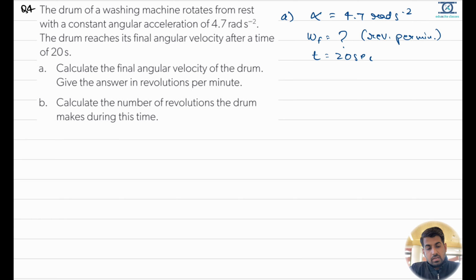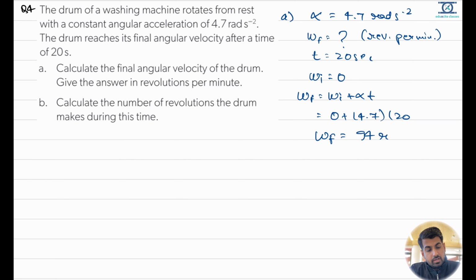So first I can directly use, and it is also starting from rest, so I can say omega i is 0 radian per second. So I am using omega f equals omega i plus alpha t. So this will be 0 plus 4.7 times 20. So omega final comes out to be 94 radian per second. I already did the calculation. Now this is in radian per second. Now to convert that into revolution per minute, how many rpm? In short we call this rpm.